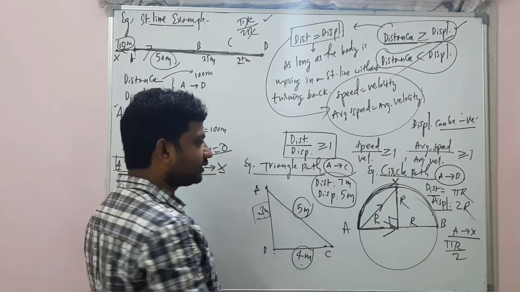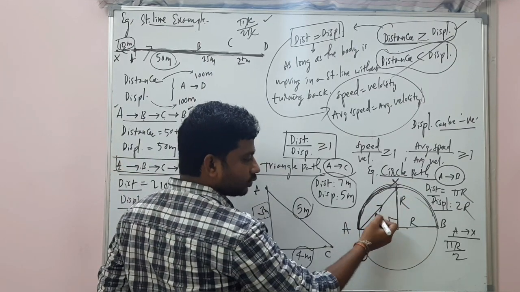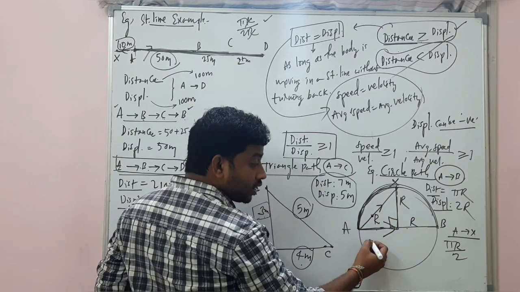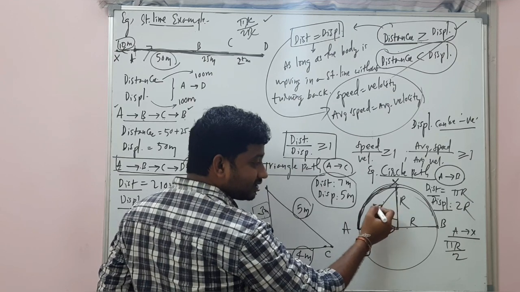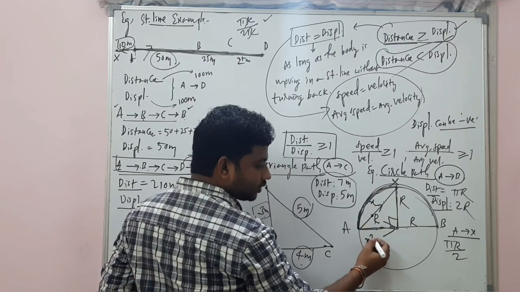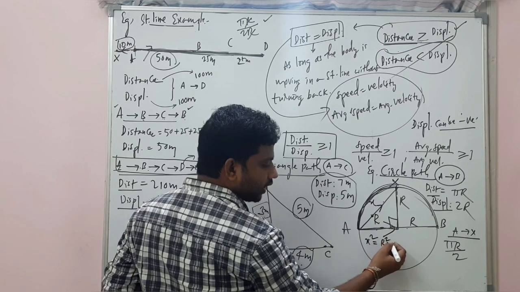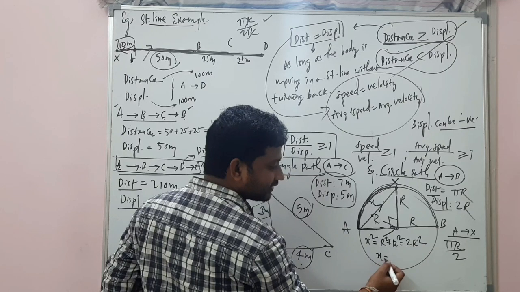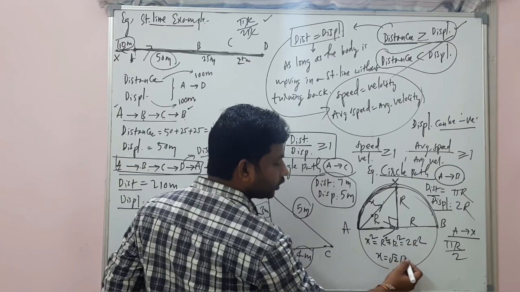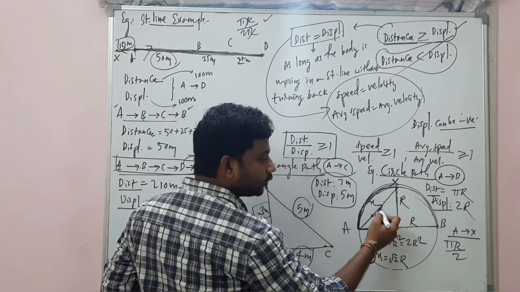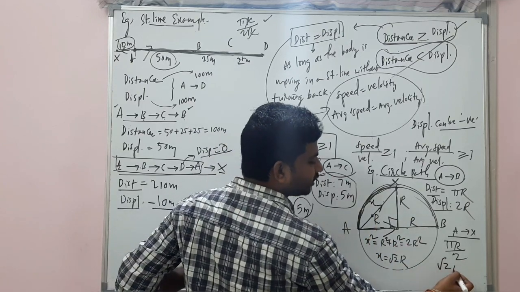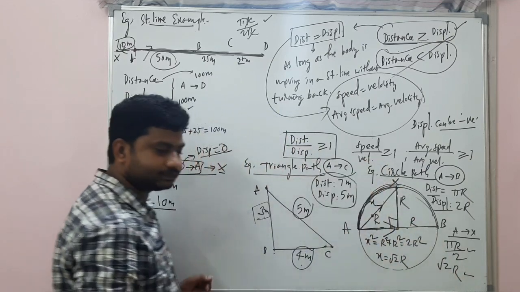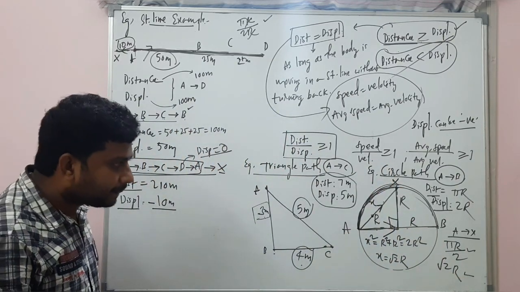How will you use the Pythagoras theorem? So this is R and this is R. What is this? Imagine this is X. Okay. So X square is equal to R square plus R square, which is equal to 2R square. So finally your X is equal to root 2 into R. So what is this X value? Root 2R. Displacement is root 2R and distance is pi R by 2 in this case from A to X. Okay. Clear?